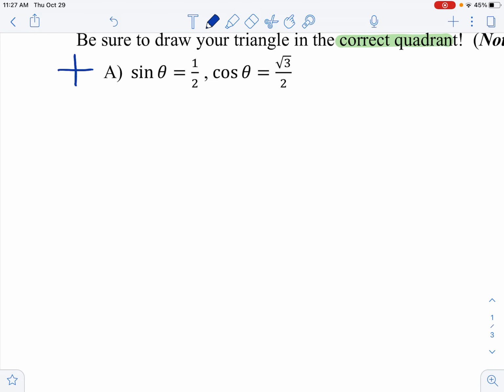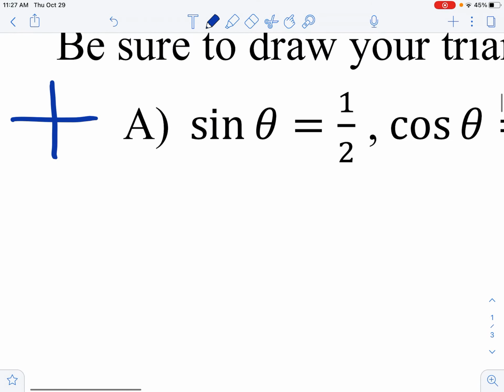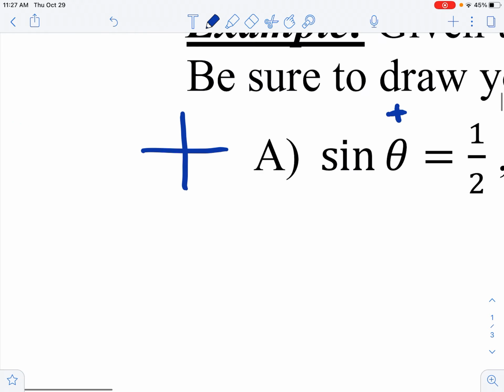Okay, so I have to think about this. I'm going to draw a little teeny tiny coordinate plane off to the side so I can think about what quadrant this is in. So this right here is saying the sine is 1/2. 1/2 is a positive number. So sine is positive. Which two quadrants is sine positive in?